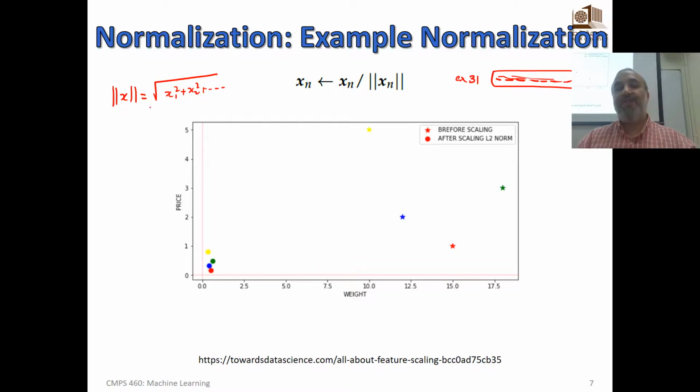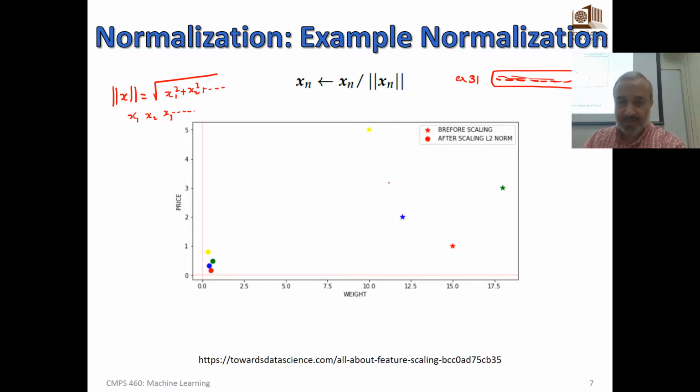Let's say that the vector is x1, x2, x3, and so on. If we divide every value here by that length, we will get a new vector, and the length of that new vector is 1. I think you studied that in linear algebra at some point. So if we do this normalization, the length of all vectors now is 1. That means if we plot the new vectors, all of them will be on the unit circle.